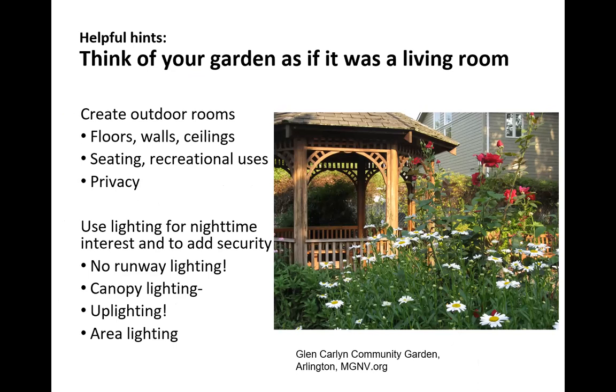Think of your garden as if it was a living room. This is a picture of the Glen Carlyn Community Garden, which is one of the Master Gardeners of Northern Virginia's demonstration gardens at the Glen Carlyn Library in Arlington. They have a beautiful pergola that was donated years ago and which has just been replaced or refurbished, I believe. It's obviously an outdoor room. People gather there, they're surrounded by gardens, and it has multiple functions. We use it for entertaining, we use it for education. There's lots of beautiful things to do with a structure like that.